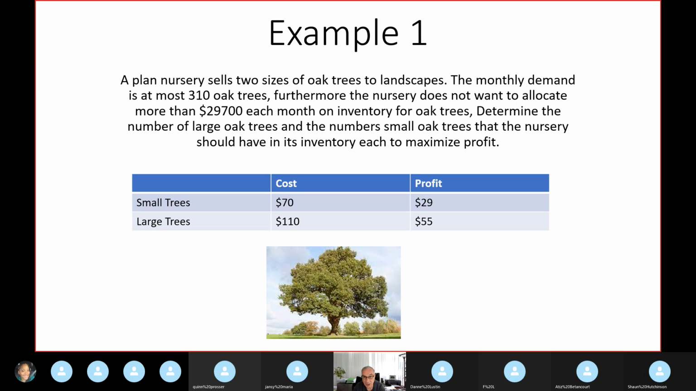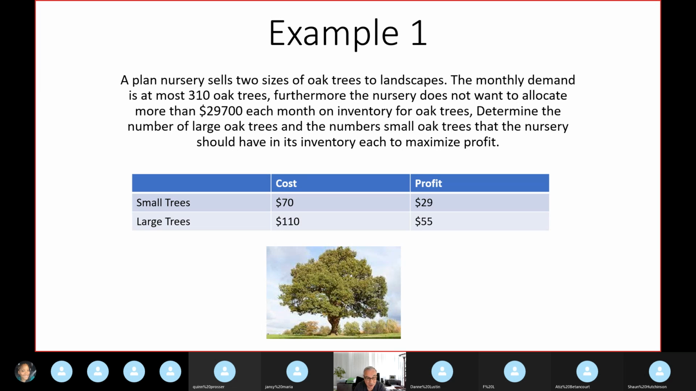Okay, I understand that the objective function is profit. The number I want to optimize is the profit, and profit is good, so I need to maximize. It's obvious, right? And the cost is bad, so I need to minimize it.